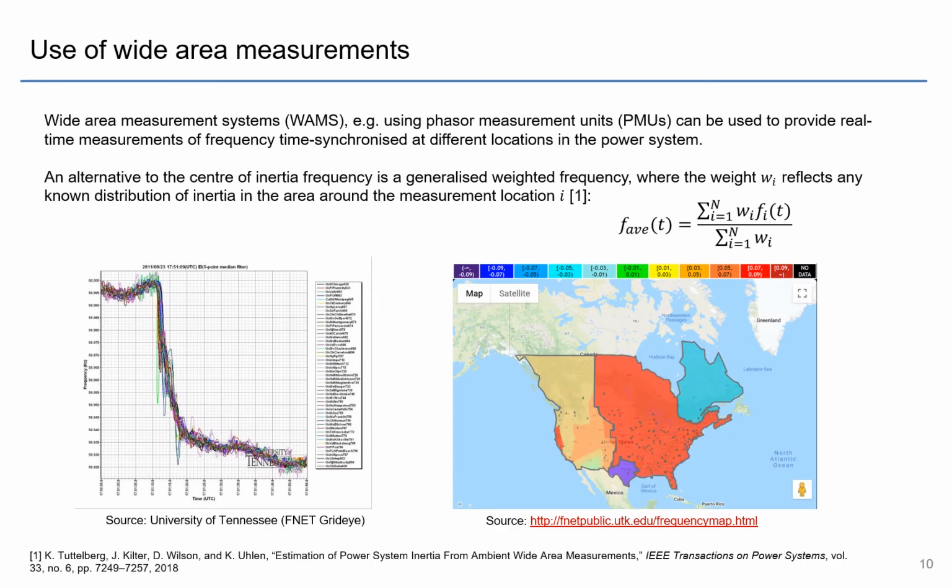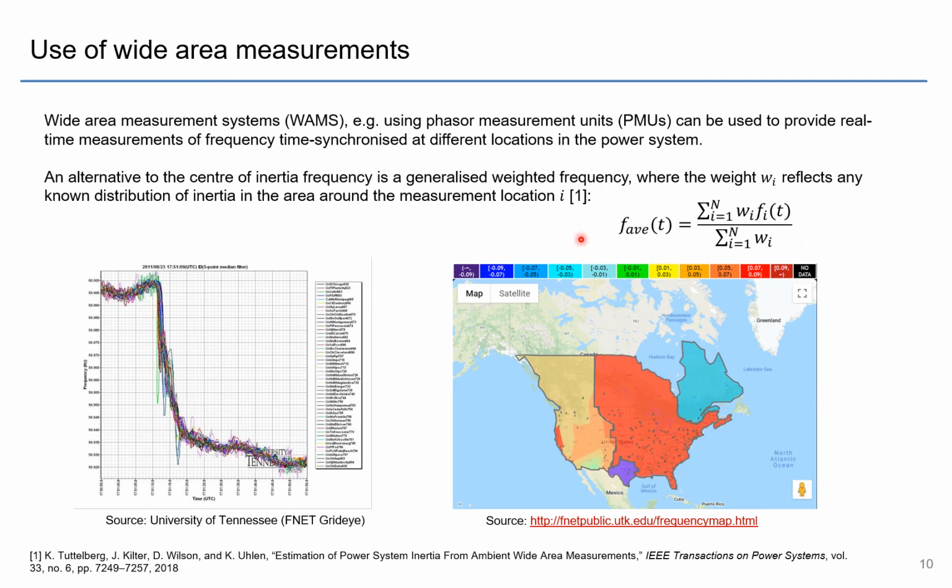Wide area measurement systems, or WAMS, for example using phasor measurement units, PMUs, can be used to measure frequency in real time, and they're time synchronized at all different locations in the power system. As an alternative to the center of inertia frequency, where we're weighting against the generator inertia constants, we can create an average system frequency trace using different PMUs, not necessarily at generator locations, but anywhere in the network, and we can weight them using a generalized weighting function.